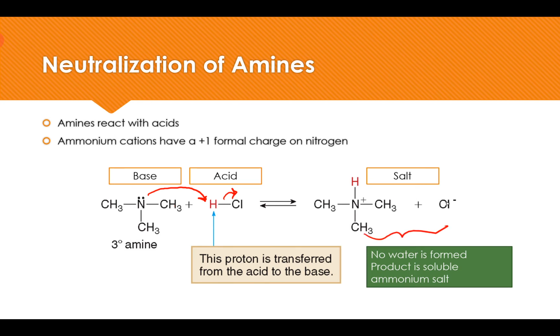We have a cation and we have an anion, so together it would be neutral. It's just soluble, so it's dissolved. And so we have a soluble ionic salt. The charges here make it more water soluble than the neutral amine. And so this is more soluble because it is charged.